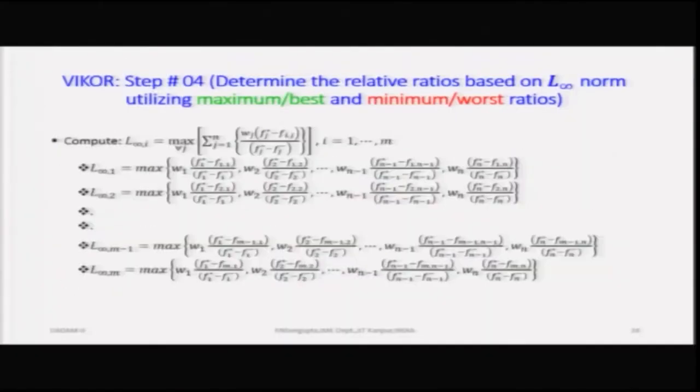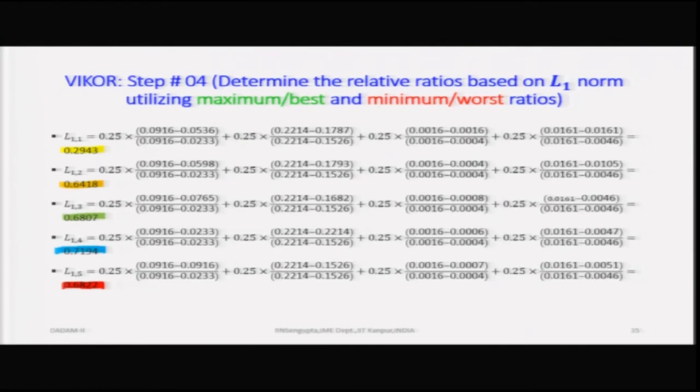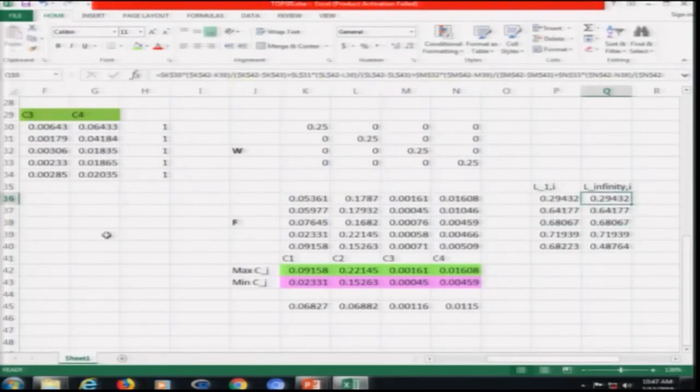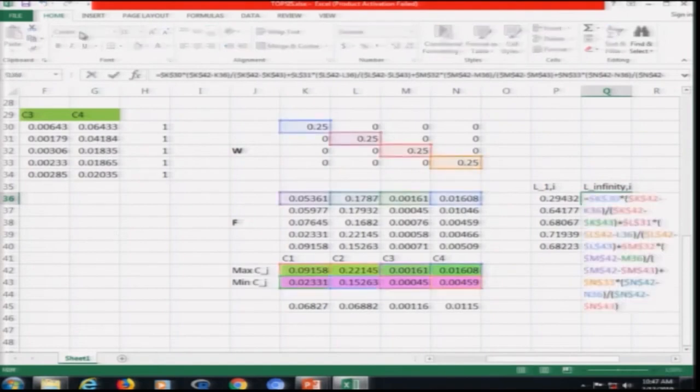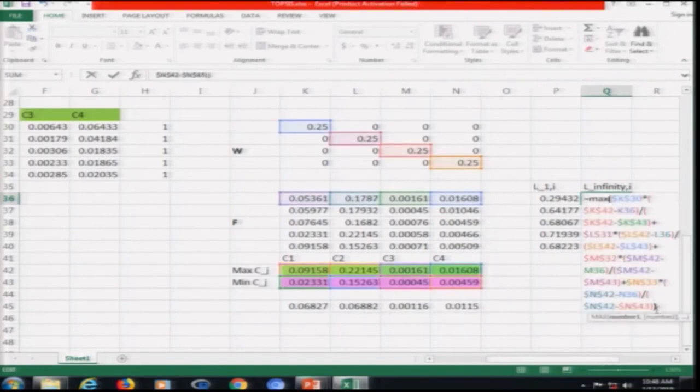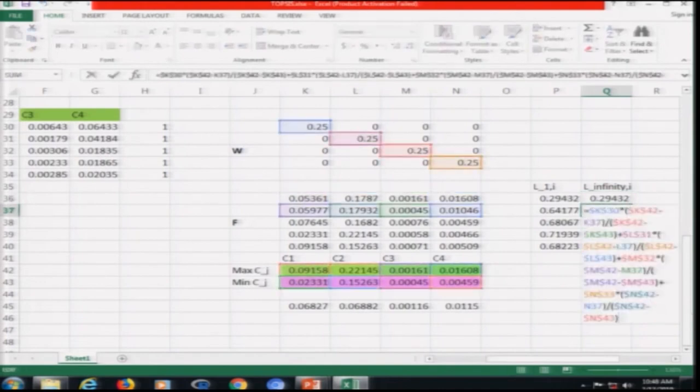So, these values, if I calculate here, are 0.294321646871, and infinity values are given. Let me double check. I have to find out the maxima, so I put max, and for the last cell also I put a maxima. I have to basically find out the maxima of all the values.